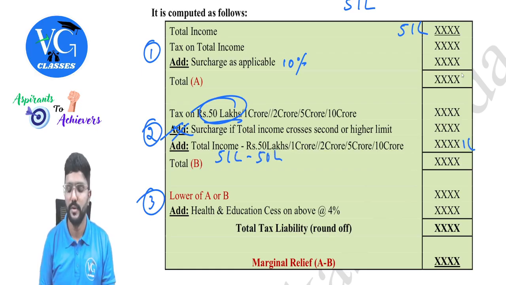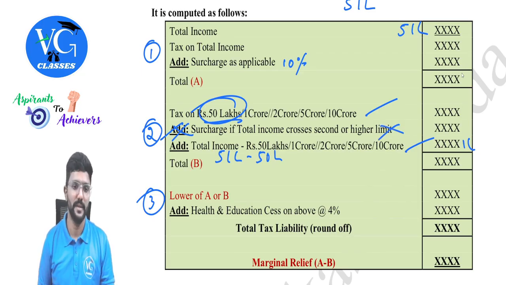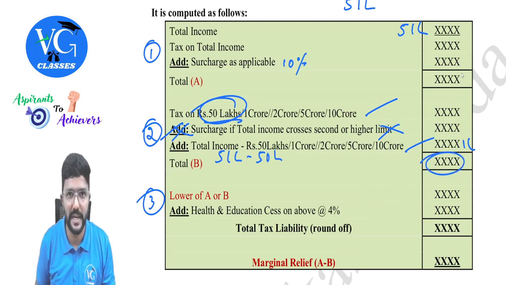Add up this and this. This will anyway not come. Then we will get B, compare A and B and continue with the regular calculations.